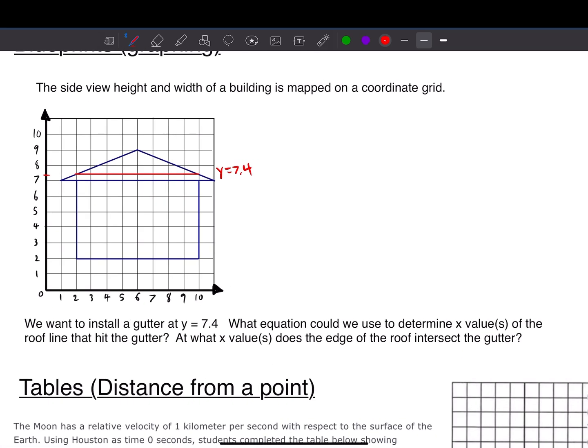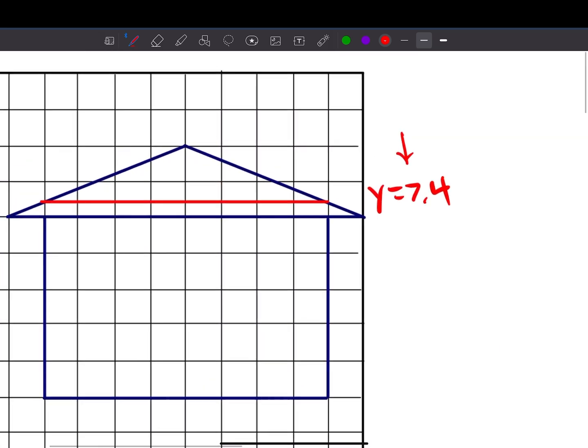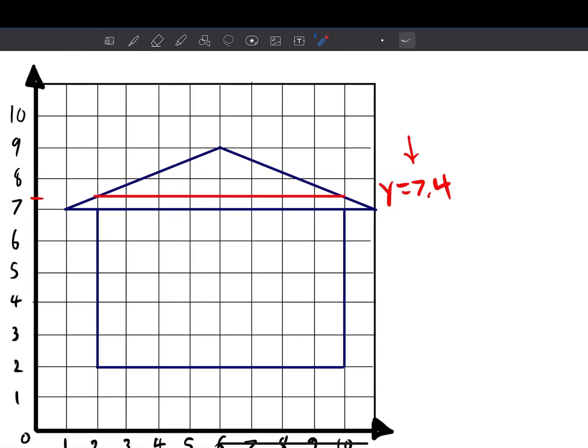So that line might be the gutter that's on the roof right here. If that's the gutter line, what equation could we use to determine the x values of the roof line that hit the gutter? We need equations for the roof line. We already have the equation for the gutter, y equals 7.4. So what's the equation of the roof line? Since this is in the absolute value section, well, an upside down v looks a whole lot like an absolute value function.